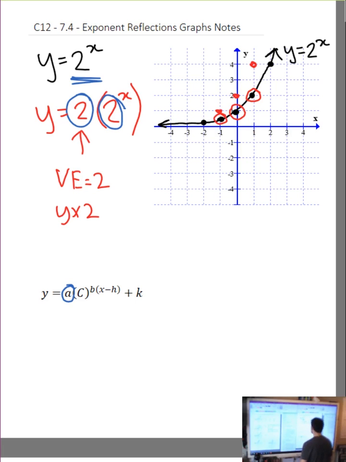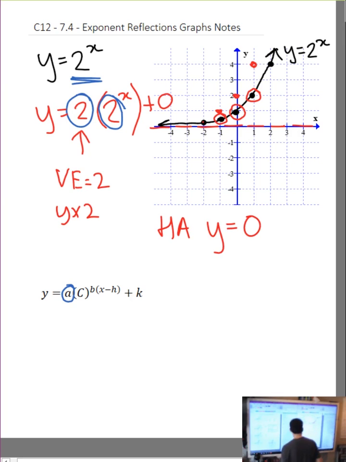Now, again, our horizontal asymptote off to the right is +0. So that is the location of my horizontal asymptote. HA, y equals 0. And again, they're going to ask you for domain and range and all the other stuff. So now let's finally take a look at the difference between a vertical expansion and horizontal expansions and compressions.